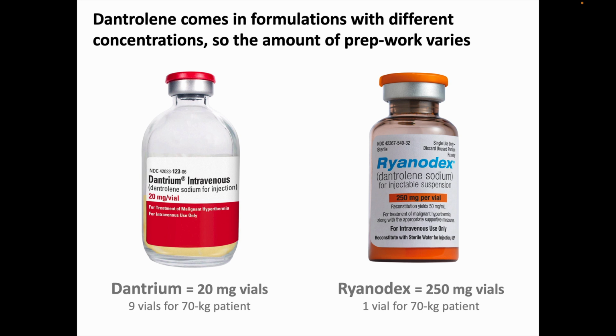Dantrolene comes in different formulations with different concentrations, and this can affect the amount of preparatory work. The older product, Dantrium, comes in 20 milligram vials, each of which needs to be reconstituted with 60 cc's of sterile water and then shaken. A newer product, Ryanodex, comes in 250 milligram vials, which also needs to be reconstituted, but with only 5 cc's of sterile water. Fewer vials and smaller volumes means that Ryanodex seems a lot more convenient, and that's their marketing strategy.